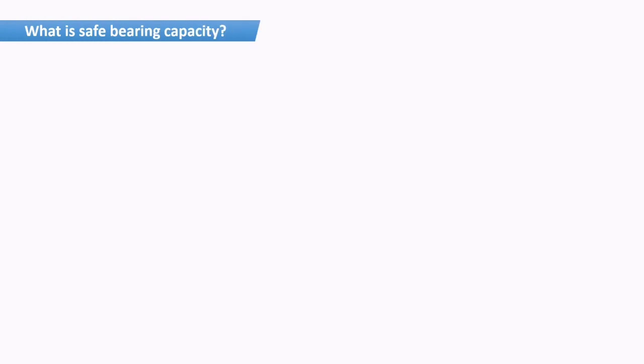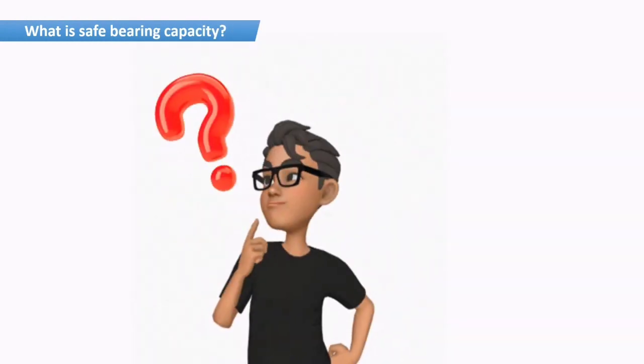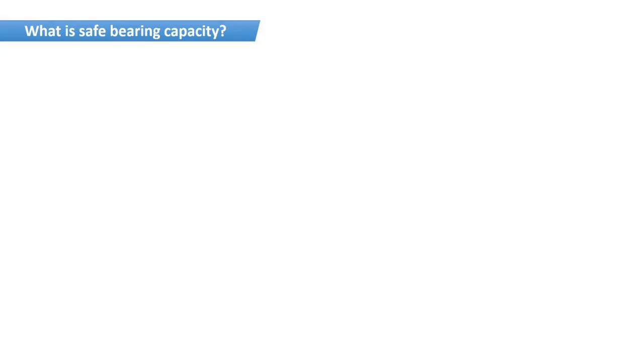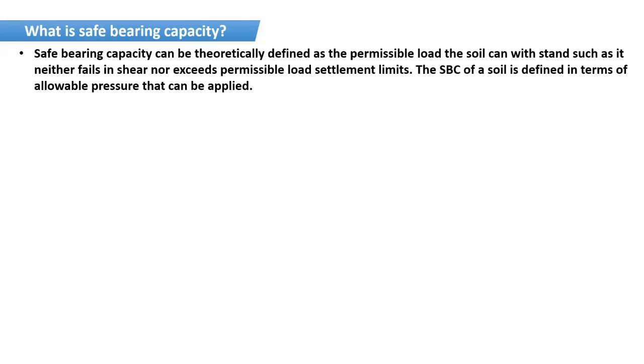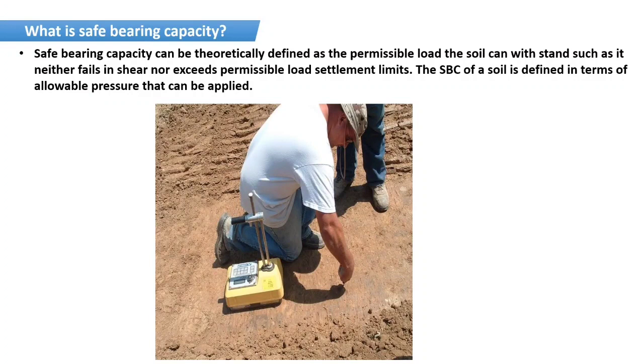What is safe bearing capacity? Now the question arises. Safe bearing capacity is the capacity which a soil can withstand. It means the load the soil can bear before it fails, either in shear as well as in settlement. It means there is a particular limit. So you can read here.